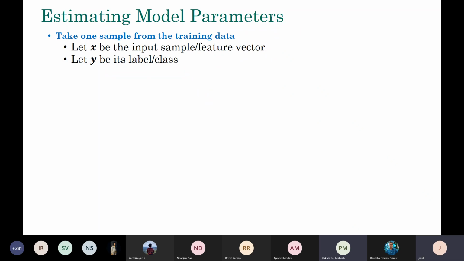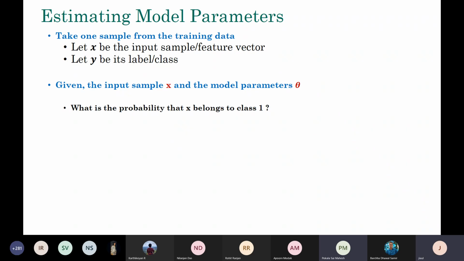Now, given the input sample x and the model parameters theta, what is the probability that x belongs to class 1? That is precisely the question and the objective of logistic regression. So with respect to the model parameters theta and given the feature vector x, what is the probability that x will belong to class 1 with some values of theta? We know from logistic regression that this is something like this. I basically use shorthand for that: by LR(x) I will call the whole line. Just shorthand I'm using.